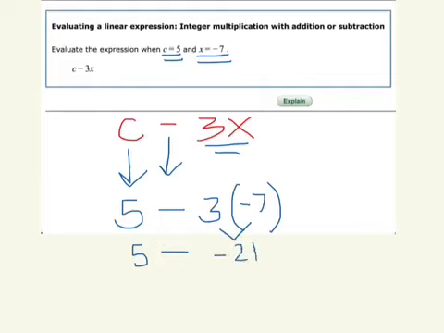We are almost done with this problem, and if you take a look, we have 5 minus negative 21. And if we go back to our integer skills, we would say, hey, 5 minus negative 21, well, that is the same as 5 plus positive 21, which brings us to a total of 26. Nicely done. I know you're all over it.